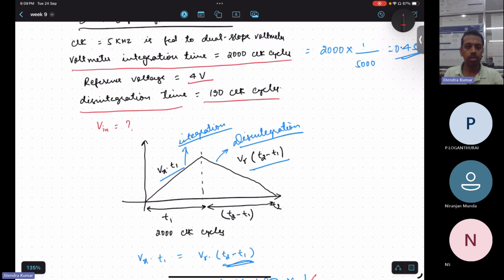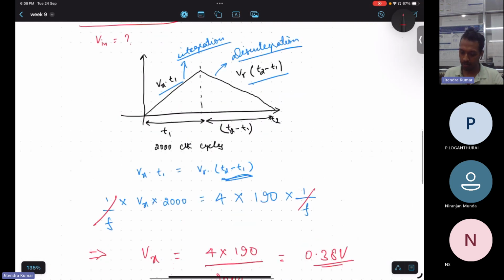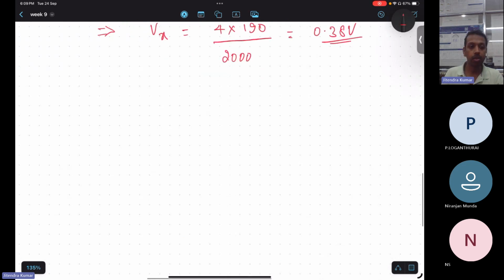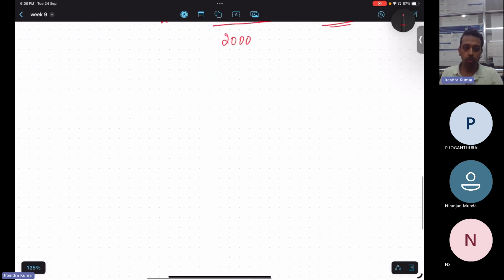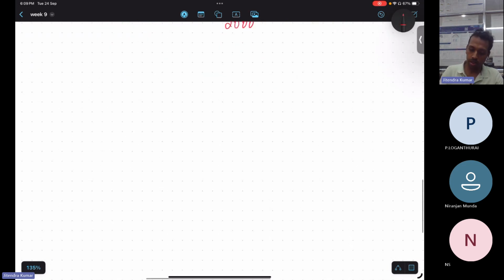Let me see if some more problems related to it can be solved. Moving towards the second part of this problem, we have to find out the resolution of this voltmeter. How much will be the resolution of this voltmeter? First of all, what is resolution?